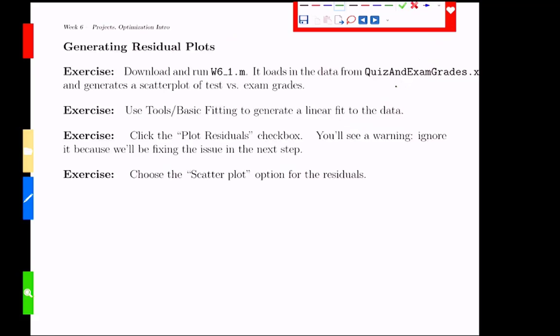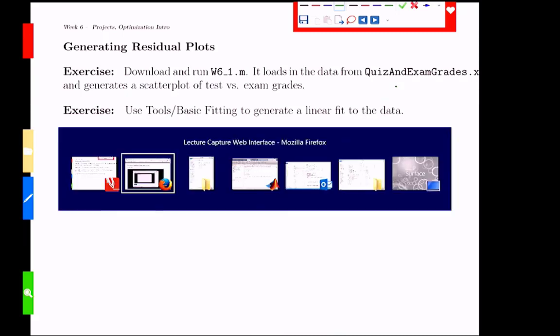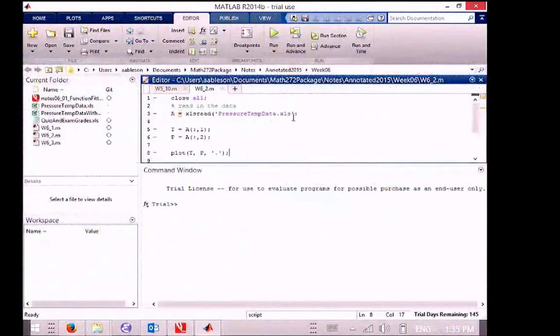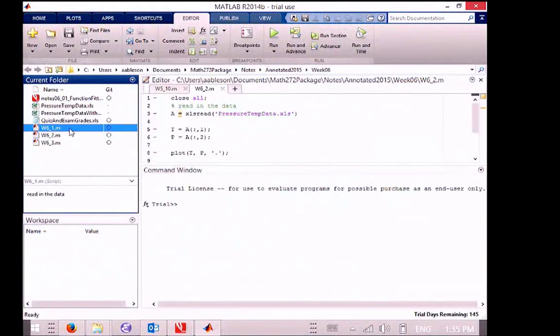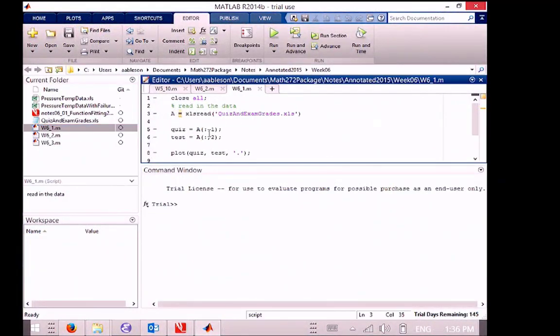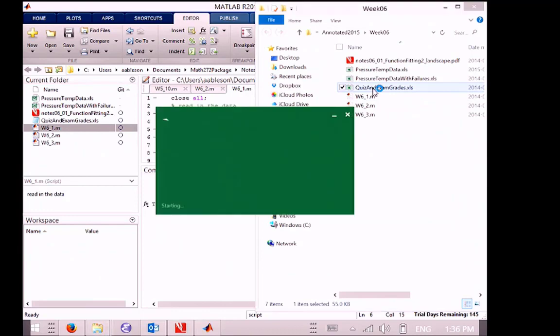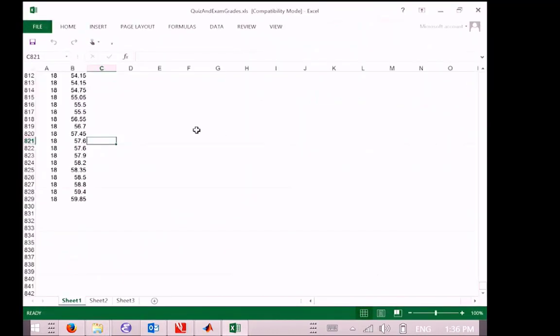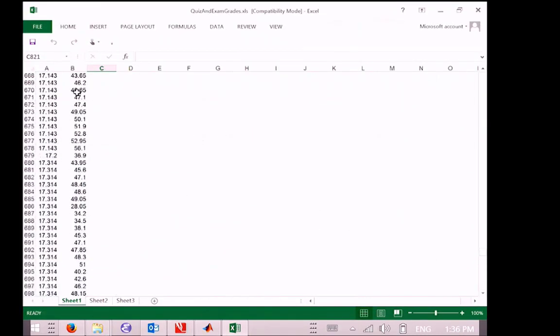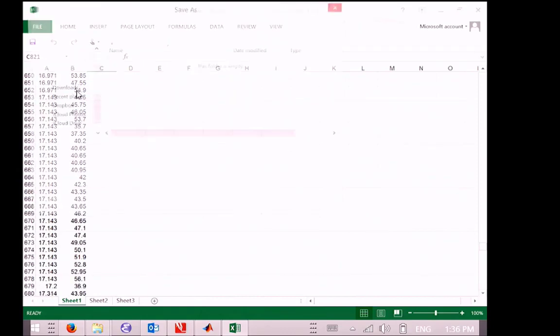Let's take a look at a real-life analysis, which would be the quiz and exam grades. So we're going to go into here. We're going to open our W61. Here we're just loading our data. We're calling a variable quiz, which will be all the elements in all the rows in the first column of this data set, and the test marks being the second column. We can check that this makes some sense by looking at the Excel file, where, scrolling up to the top, there's lots and lots of marks here.